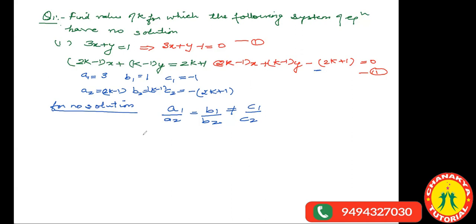Ma'am, K is equal to minus 1. What? Now, what's the answer, ma'am? Okay, you are telling the answer. What is your value of K? Is it minus 1? No. Check it once again. Okay. Right. So now the value of A1 is 3.